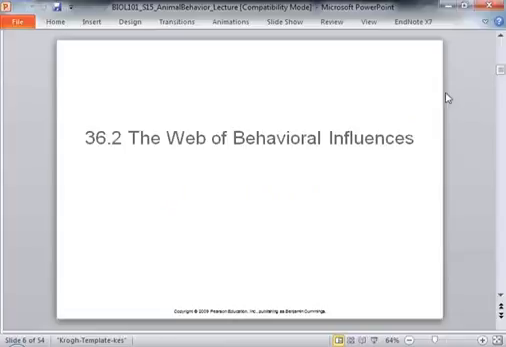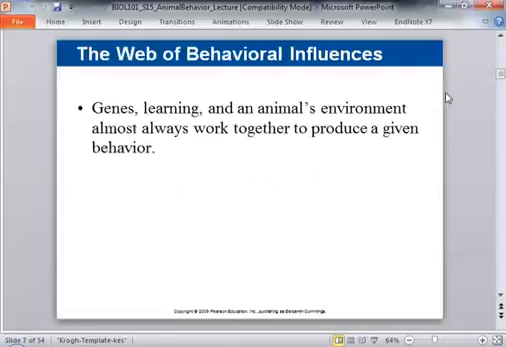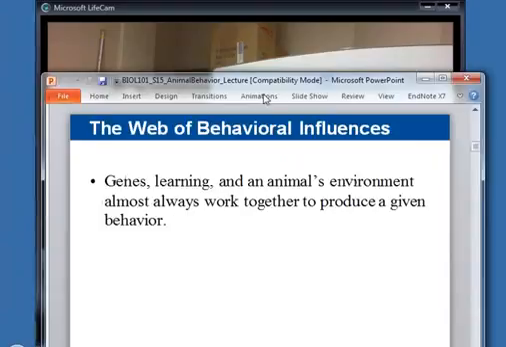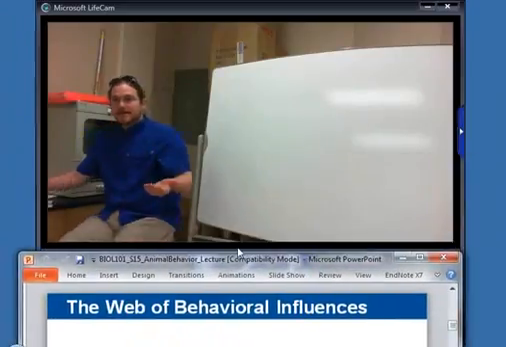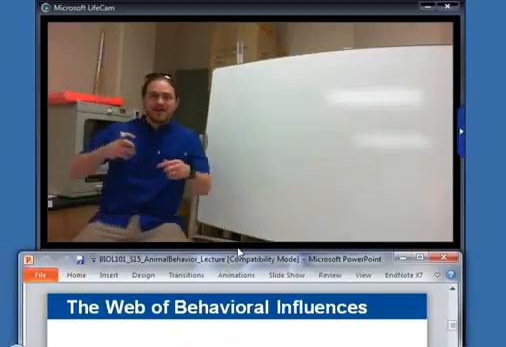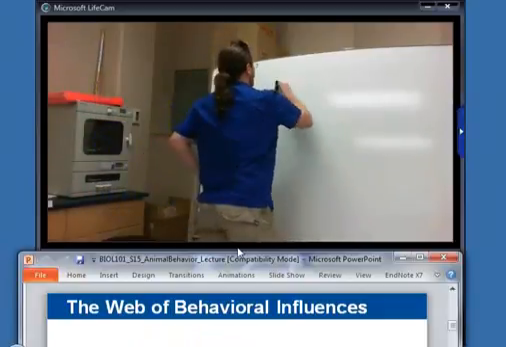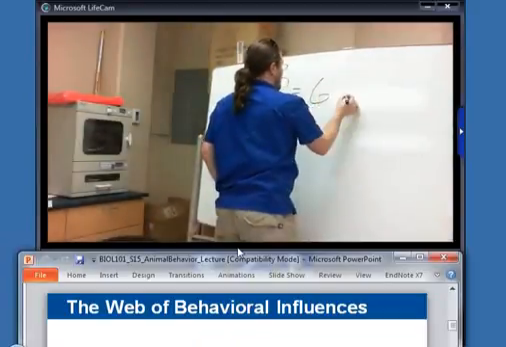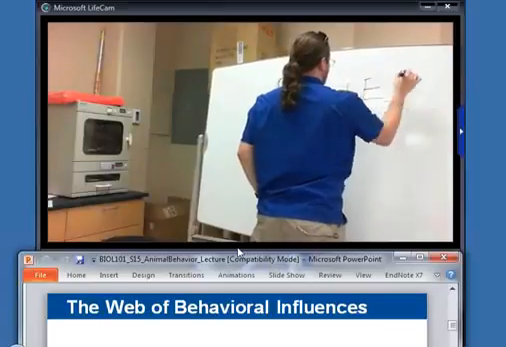So what actually influences behavior? Well, we've got genes, learning, and an animal's environment work together to produce a given behavior. And so what we have here is, you'll notice, genes and environment, but really learning is something that occurs in that environment. And so if we wanted to look at this, behavior is like any other trait we've studied this semester. Your phenotype is a function of genetics and the environment.